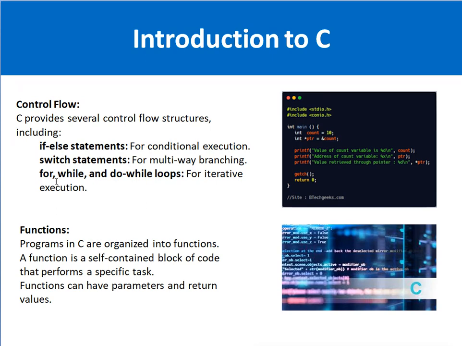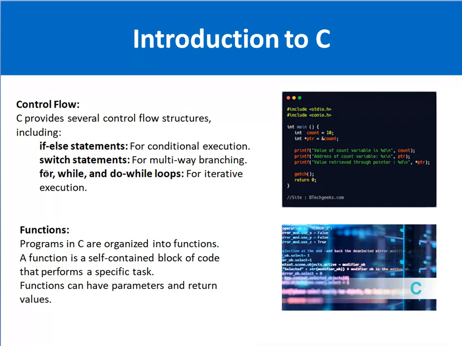Then we have loops: for loop, while loop, and do while loop. All these three are iterative execution, used when we have to execute something in a loop at some point of time. So these are the examples of loops. Then functions.